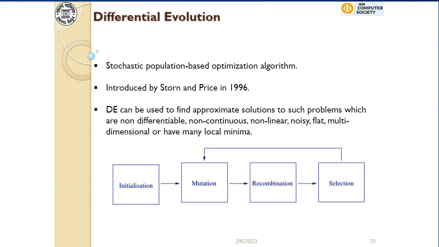Another one is the differential evolution, which was devised by Storn and Price. Again, you see the same thing: initialization, then mutation, then recombination, selection, some variation in the operations, and then you start all over again. These particular algorithms are very useful in the case of those problems which are non-differentiable and non-continuous. So discrete problems are quite easy to handle with this particular algorithm.